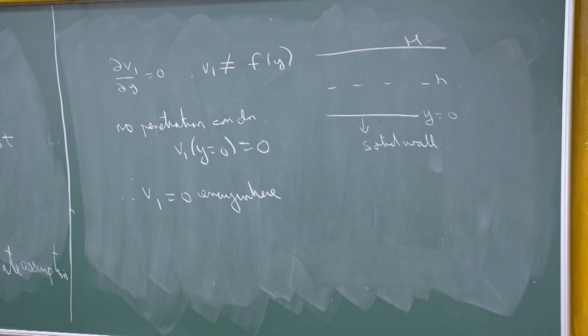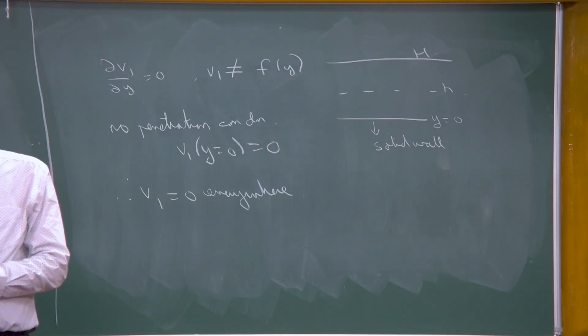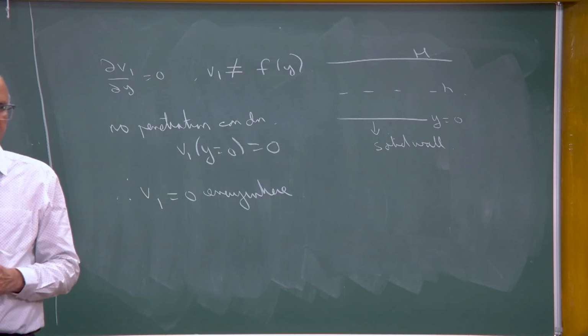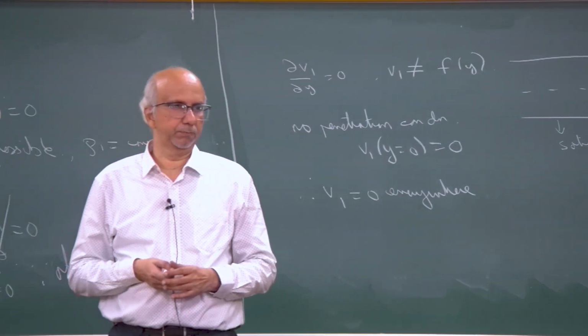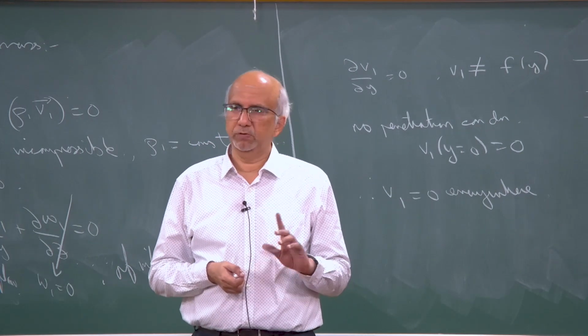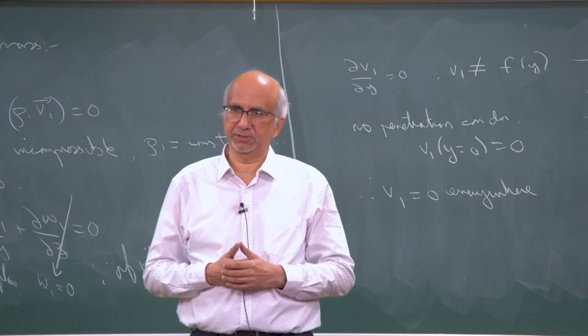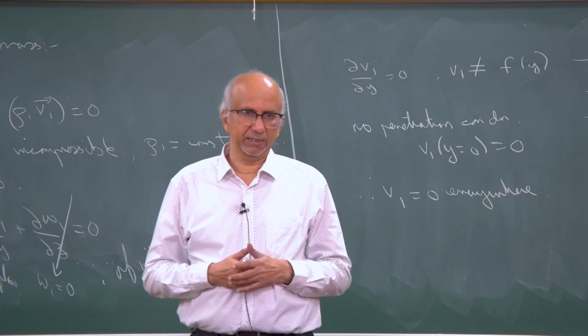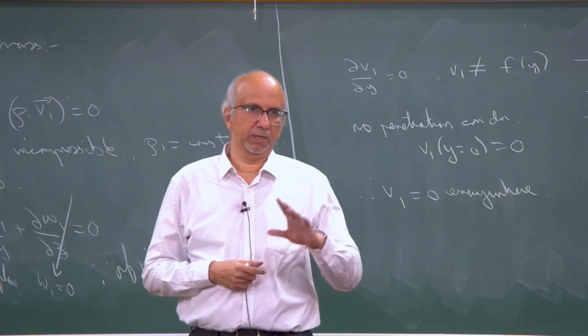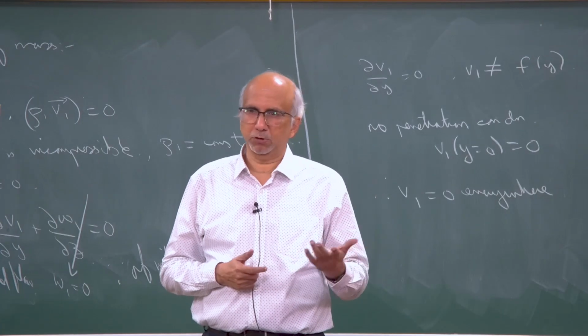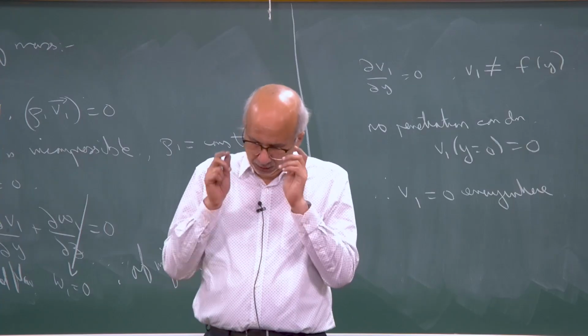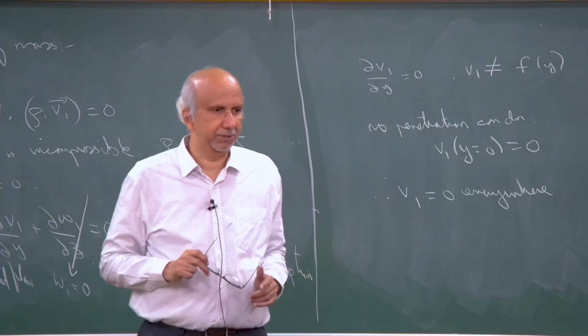I am not assuming V1 is 0. I only made two assumptions: fully developed, and infinite plates, infinite wall, in the z direction. So, V1 equal to 0 is not an assumption, it is coming out from those two assumptions. Like I said, make minimum assumptions; if you assume everything, then what are you going to solve for? So, that is what it is.